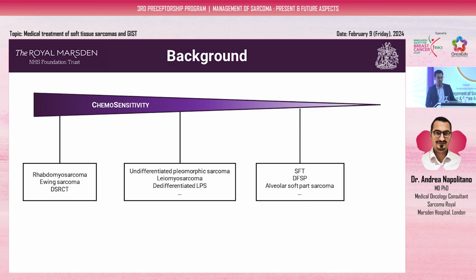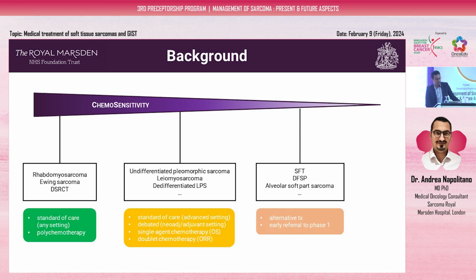And based on the chemosensitivity, the approach that we have is different. For the more chemosensitive tumors, we often consider polychemotherapy regimens with 2, 3, 4 drugs. This is the standard of care in any setting, in localized disease and in advanced disease. For tumors with intermediate chemosensitivity, we often use chemotherapy in the advanced setting, but the use of chemotherapy in the neoadjuvant or adjuvant setting is a little bit more complex and debated.